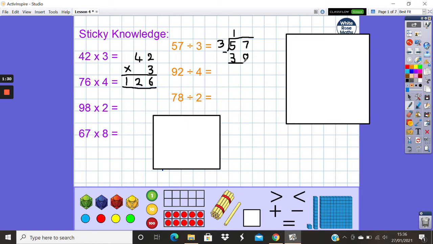Take those two numbers away. 57 take away 30. 7 take away 0 is 7. 5 tens take away 3 tens is 2 tens. Now we know that 27 is in the 3 times table, and if we were to count in our 3's, we would know that 9 3's make 27. So we would put our 9 up here. And then we're going to do 27 take away 27 to see if we have any remainders. Okay, so 57 divided by 3 is 19.